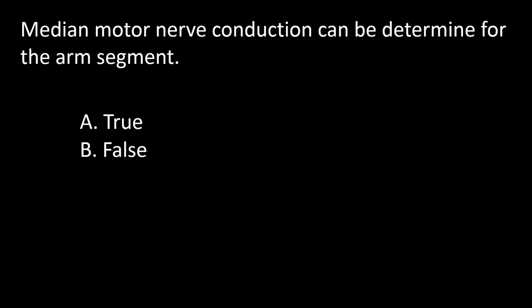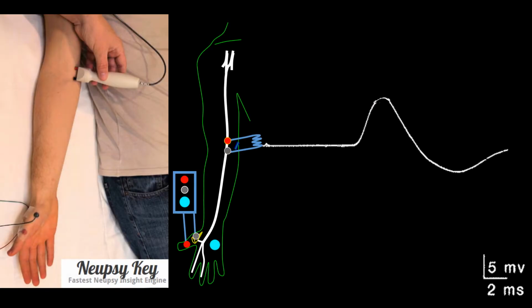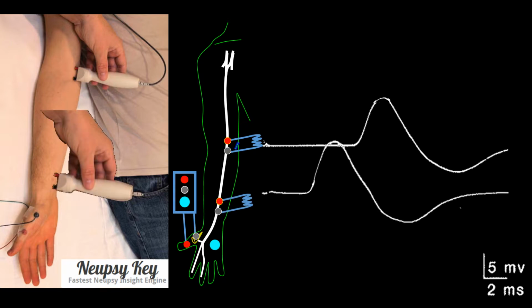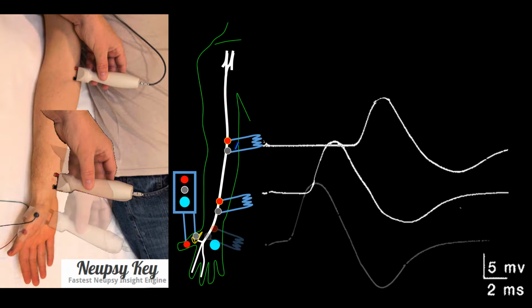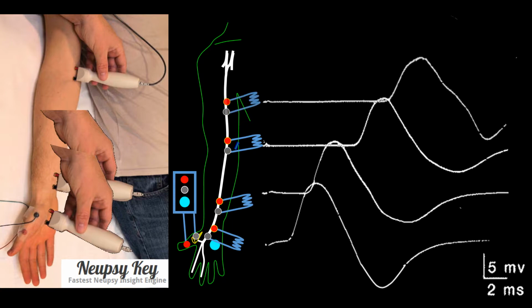Next question. Median motor nerve conduction can be determined for the arm segment. A true, B false. Here you see median nerve stimulation at the antecubital fossa, here above the wrist, and here at the palm. Median nerve can also be stimulated just below the axilla and at about the axilla. As you can see, conduction through all these segments will produce a relatively stable potential.